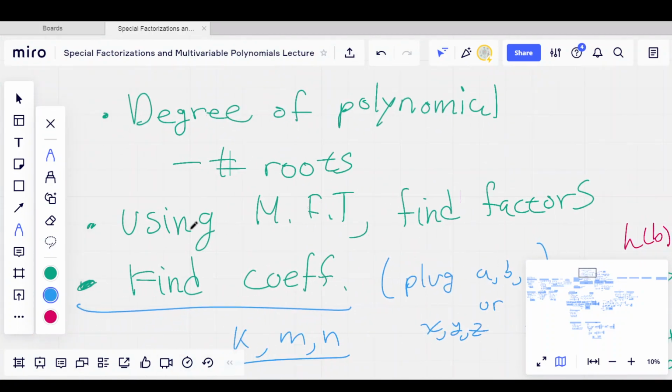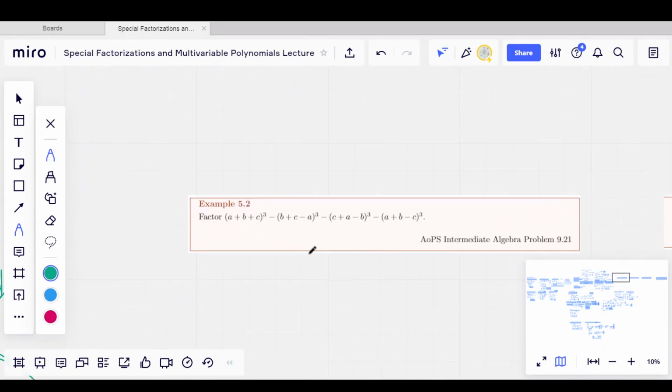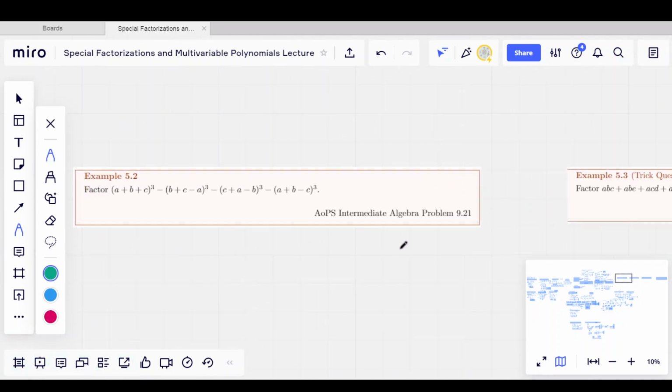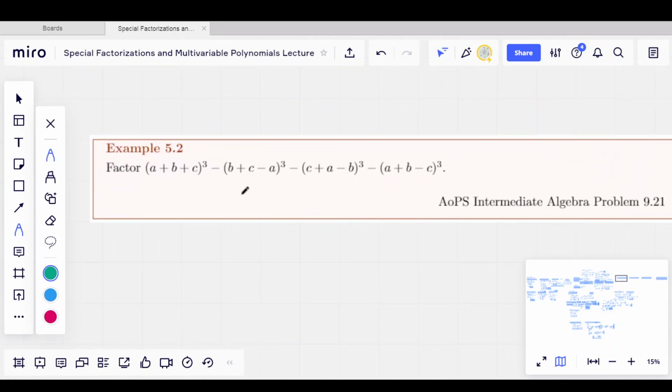So do these 3 steps, and then you can factor almost any multivariable polynomial. I know it's a bit tedious, but it's the best way, I guess. You should use this theorem most of the time. Okay, so now do this one.